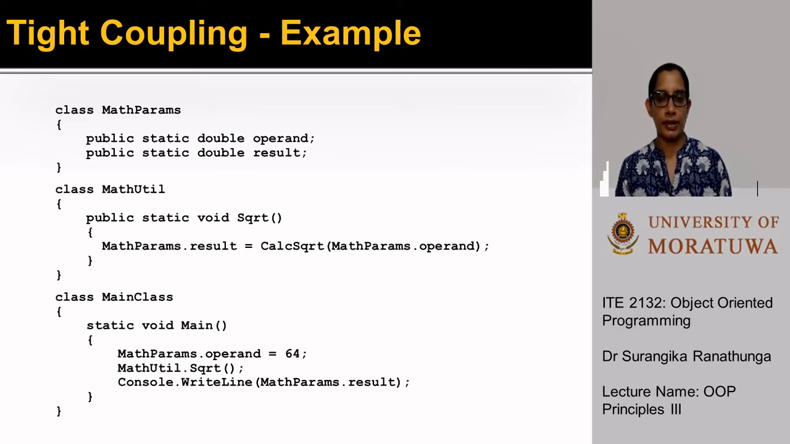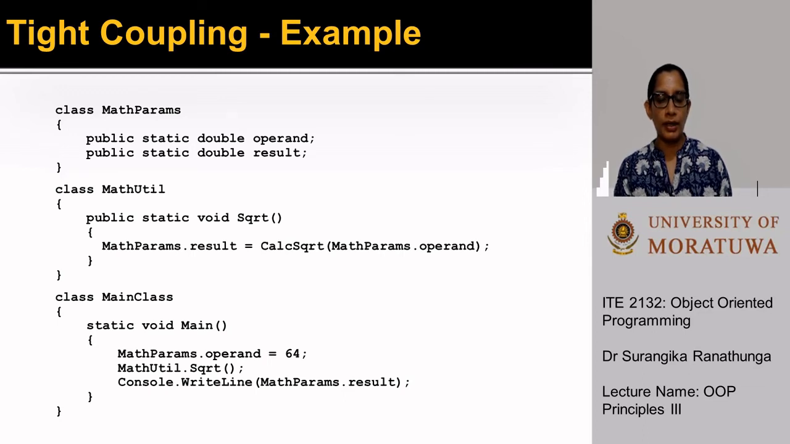And here's an example of tight coupling. If you look at the math params class, it has some variables defined. Then the math util class uses a reference to the math params class. And in the main class, there is also a reference to the math params. So there are two coupling paths, from my main class to the math params and from math util to the math params. In fact, you don't need both these connections. Just having one connection is enough, right?